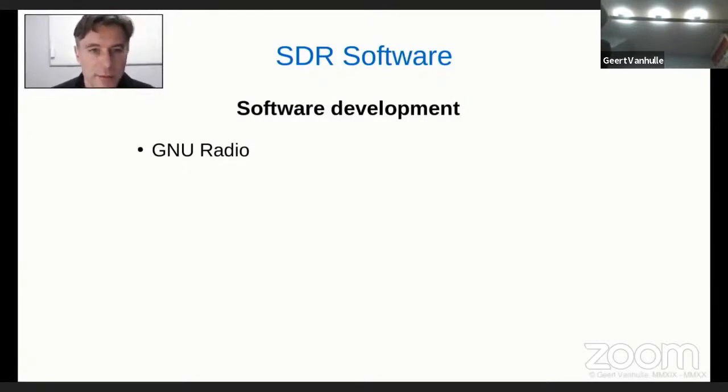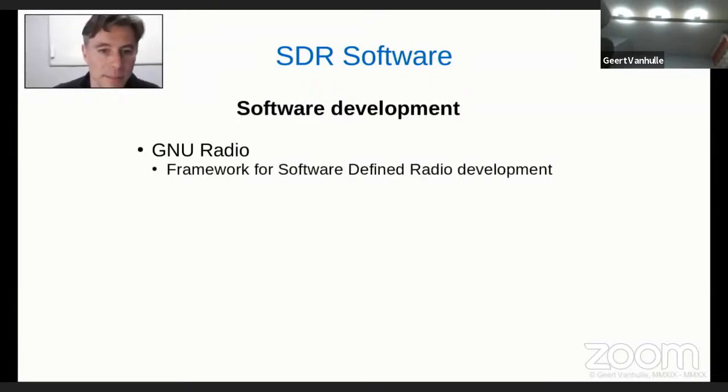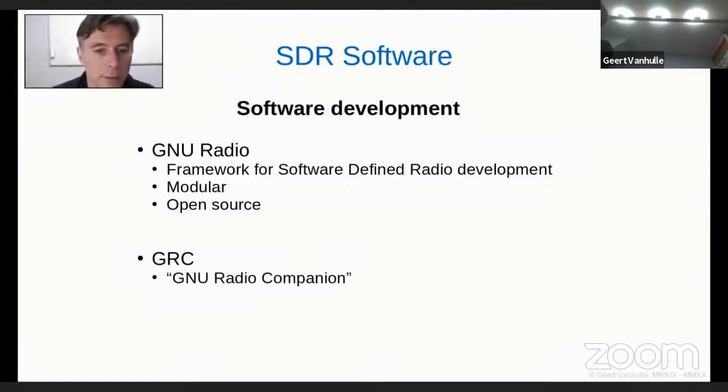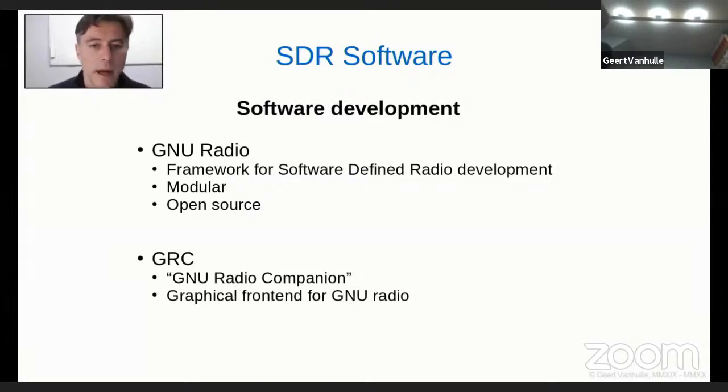So GNU is from the GNU's Not Unix, Linux type of software, so it's open source, and it's a software package completely built for software-defined radio development. So it's a framework. It's modular, so modules can be added to expand its possibilities, and as I said, it's open source. On top of GNU Radio, we have something called GRC, short for GNU Radio Companion, which is actually a graphical interface. It's a front end for GNU Radio that allows us to design in a graphical way the software code that lies underneath the processing of the samples.